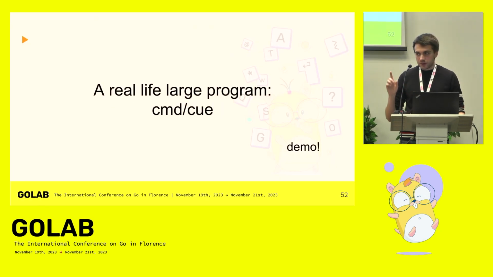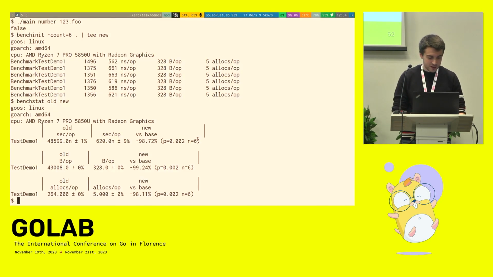I want to show you a real-life large program. I already showed you cmd/go, so I'm going to show you another one called cmd/cue. And this is similar to cmd/go, but for a different language called CUE, which is a config language. Roger spoke about it. You might have heard about it. But basically, the only reason I want to demo it is because it's a large binary, and the init cost is not great. So maybe I shouldn't be talking about that, but it makes a good example.